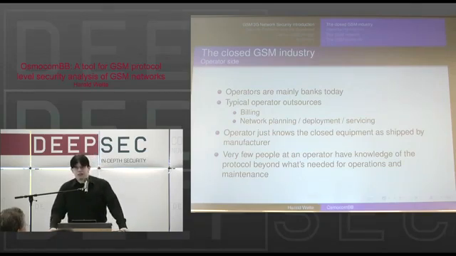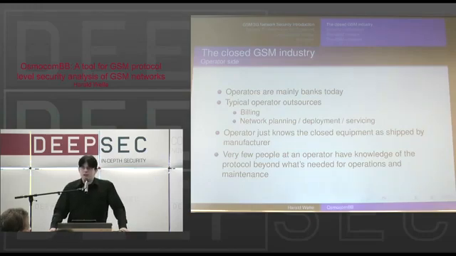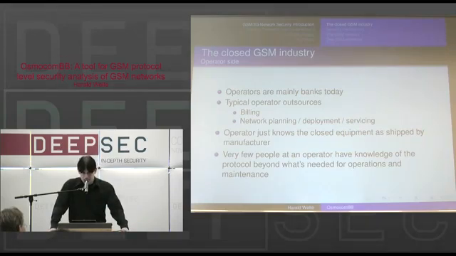Also, the technical staff at the operator mainly know the equipment as it is shipped from their supplier. They get some training courses from the supplier, and they have system administrator knowledge, but they don't have the knowledge that a developer of the system would have, the details of the protocols and so on. So you end up having very few people, even at the operators, who know the protocol beyond the user interface that the supplier gives to them. Which I think is fairly dangerous. Especially since they're outsourcing more and more, they become a complete slave of the equipment manufacturers.